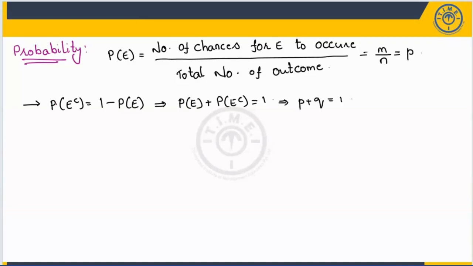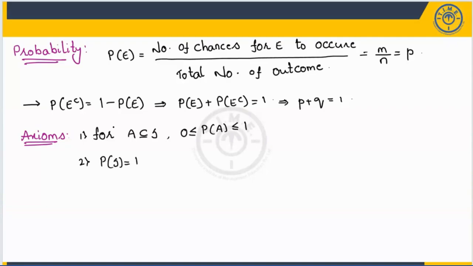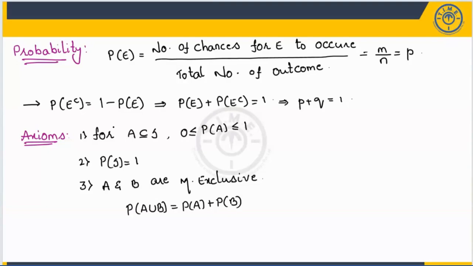And again, when it comes to the axioms on the probability, there are three axioms. The first axiom says that for A subset of or equal to S, 0 less than or equal to P of A less than or equal to 1. And the second one, P of S is equal to 1. And the third one, if A and B are mutually exclusive events, then P of A union B is equal to P of A plus P of B. So mutually exclusive means what? A intersection B is equal to phi. Then we say those events are mutually exclusive events.